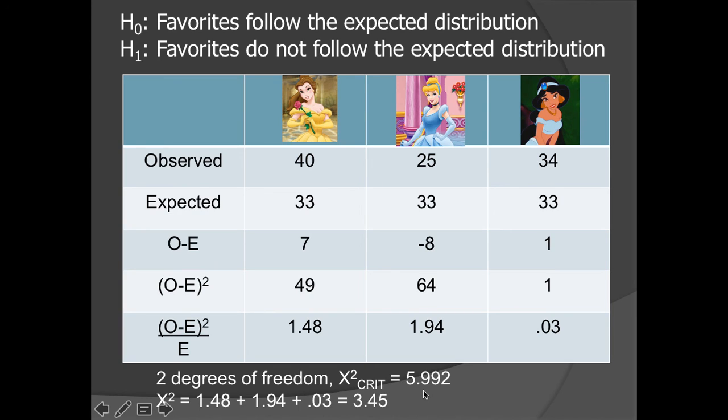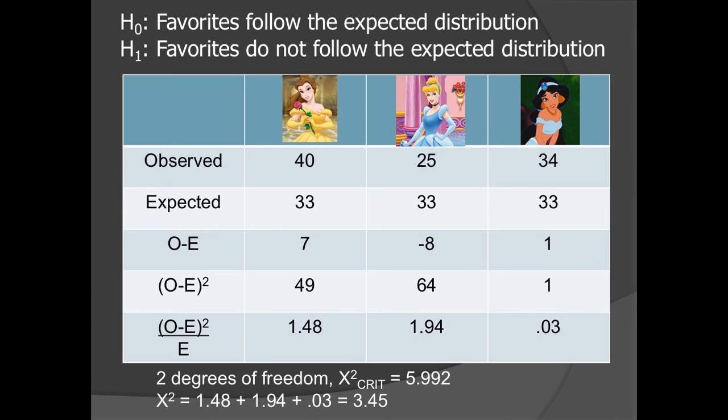As we said previously, our critical chi-squared value is 5.992. So when we make the decision now to reject or fail to reject, in this case we would fail to reject the null hypothesis because our value does not exceed the critical value. So we would fail to reject the null hypothesis and say that our favorites do follow the expected distribution, essentially that people are equally likely to pick any of the 3 Disney princesses.